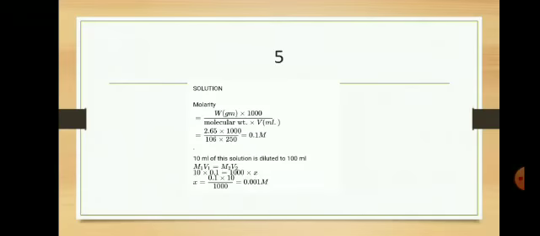Solution: molarity is equal to weight in gram into 1000 divided by molecular weight into volume in ml, as we have learnt before in the synopsis. Molarity is equal to 2.65 into 1000 divided by 106 into 250, which is equal to 0.1 molar. 10 ml of this solution is diluted to 1000 ml. M1V1 is equal to M2V2. 10 into 0.1 is equal to 1000 into x. X is equal to 0.1 into 10 divided by 1000, which is equal to 0.01 molar.